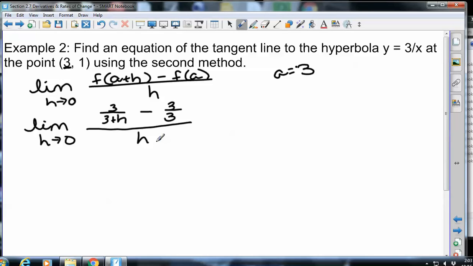Is everybody with me? I don't see how those fractions came. That's the equation, 3 over x. So I just plug those things in for x. Question? Other questions? So let's start simplifying here. 3 over 3 is 1.